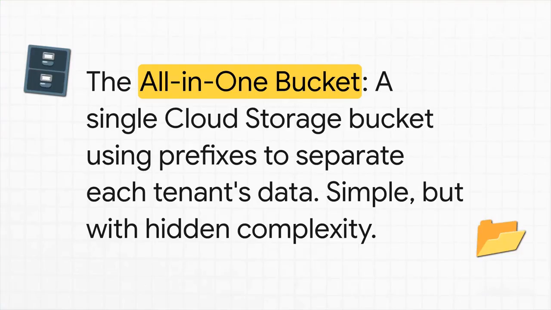Okay, path number 1. We'll call this the all-in-one approach. It's the most straightforward way to get started. You create one single Google Cloud storage bucket, and then you just use folder-like prefixes inside that bucket to keep each tenant's data separate. Think of it like a giant filing cabinet where each customer gets their own labeled drawer.